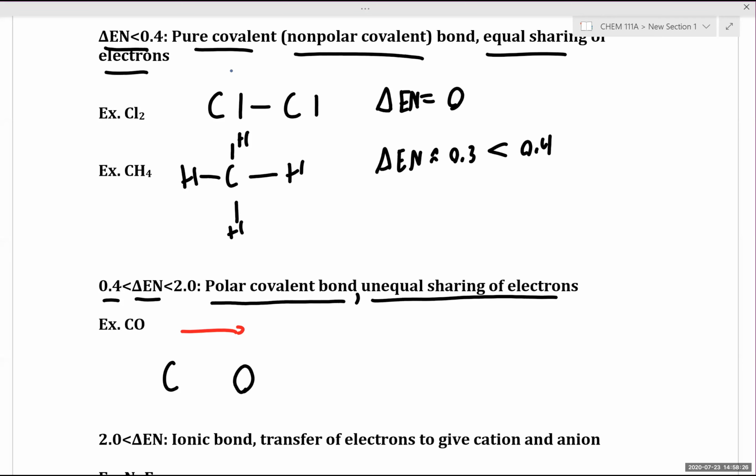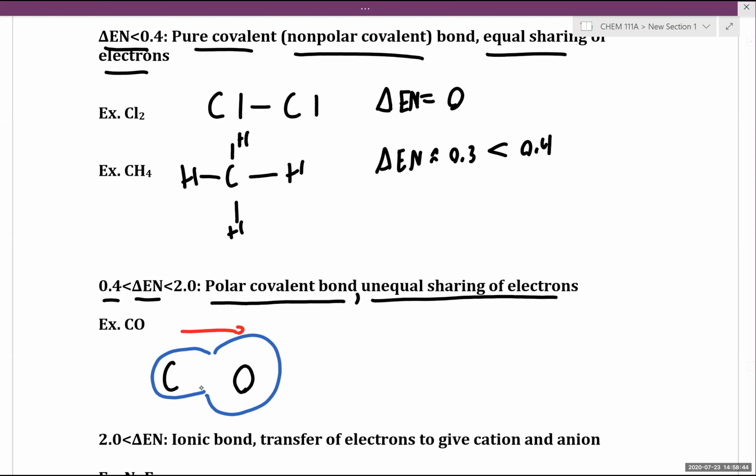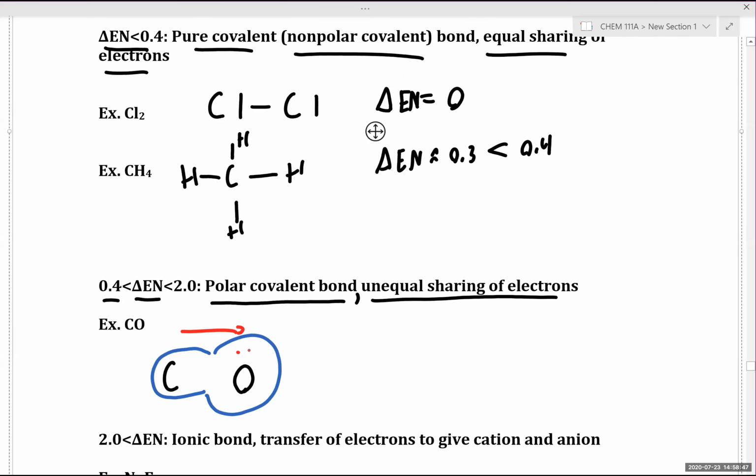So where is our electron density going to lie, on carbon or oxygen? If oxygen is more electronegative, which atom will have more electron density from this chemical bond? Oxygen, yep. So we'd have more electron density on oxygen, less on carbon. And since this oxygen atom has an excess of electron density, it will start to accumulate a partial negative charge, while carbon will accumulate a partial positive charge.